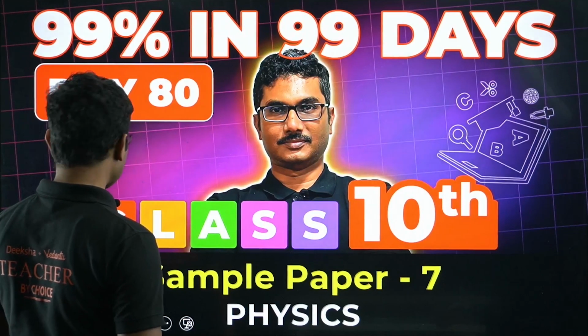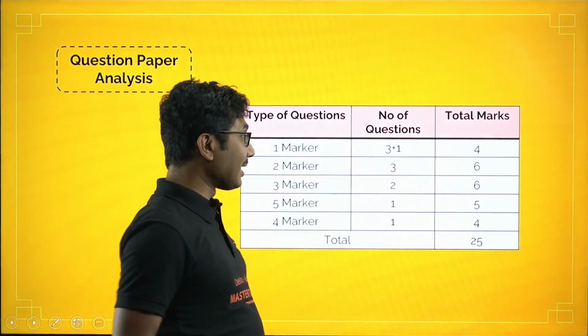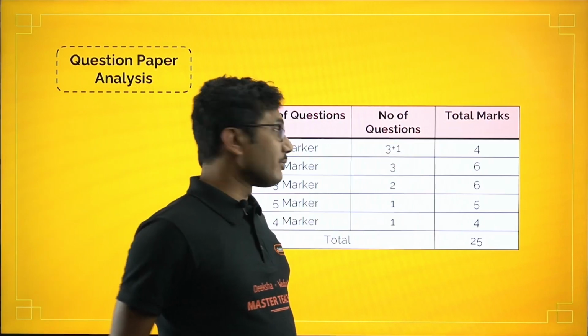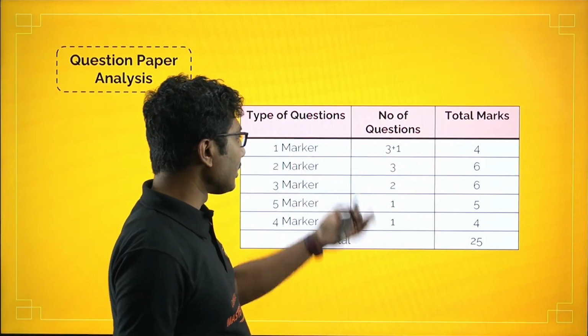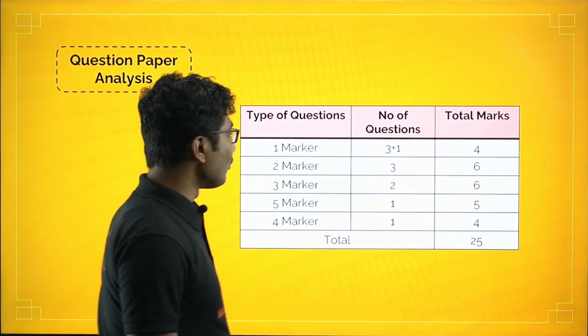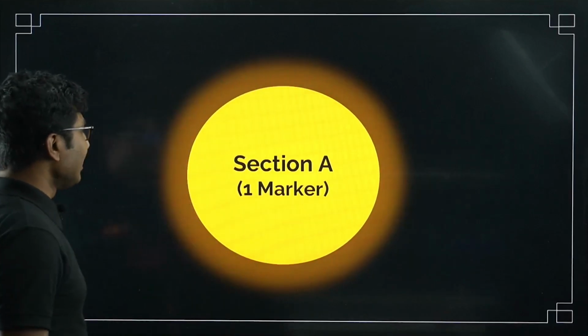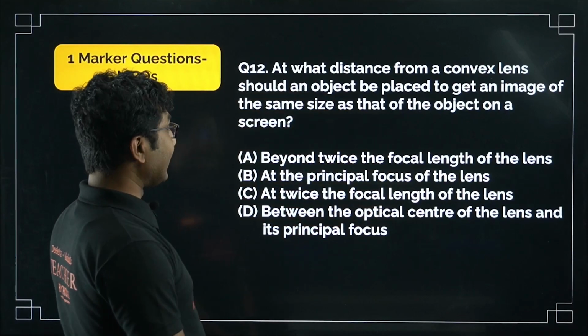The sample papers are already shared in our channel, so if you have missed that, you can see that. Now let's see the paper analysis. Paper analysis says that total marks is 25: 4 objective questions, 3 two-mark questions, 2 three-mark questions, and 1 four-mark question, as usual, right? So let's start with Section 1, that is MCQ.